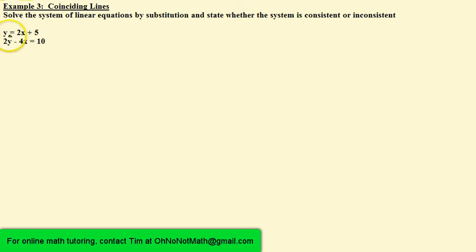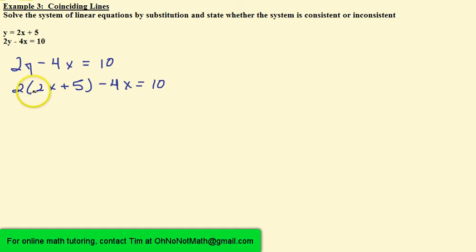Step 2 is to take 2x plus 5 and substitute it into y in the second equation. So let me write the second equation. 2y minus 4x equals 10. Substitute 2x plus 5 in for y. 2 times 2x plus 5 minus 4x equals 10. I want to solve for x. I have 2 times 2x is 4x, plus 2 times 5 is 10, minus 4x equals 10.